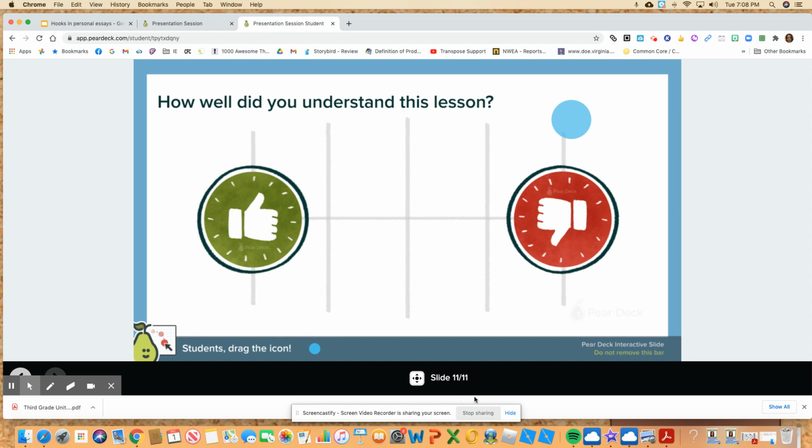So Pear Deck is one way that you can explicitly teach something to your students and allow them to be interactive if you are in a setting where students are on devices.